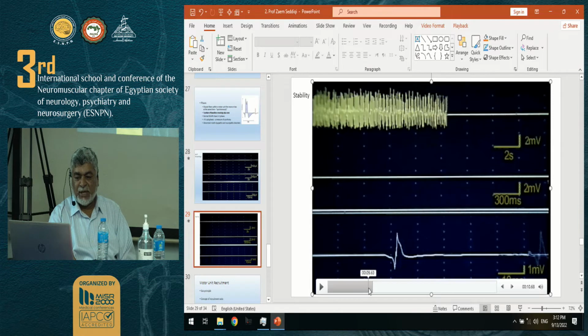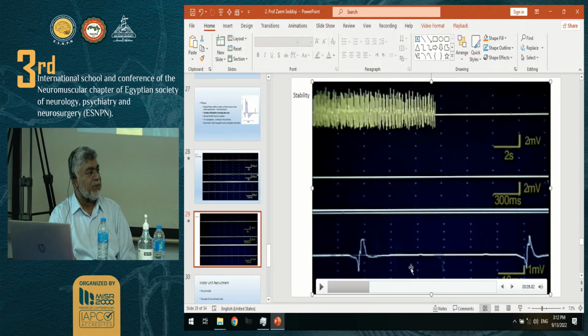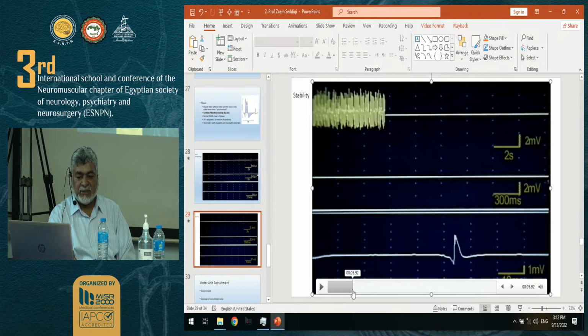Look at its morphology, what's happening to its morphology. Look at this, the same motor unit, look at its shape. You see that? It's an unstable motor unit. If you hear it, you'll know from a distance it's unstable. Look at each time it fires, it's got a different morphology.